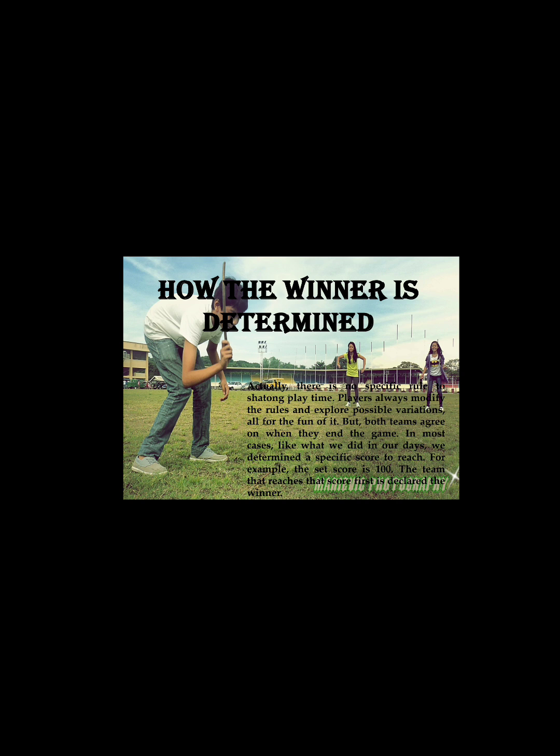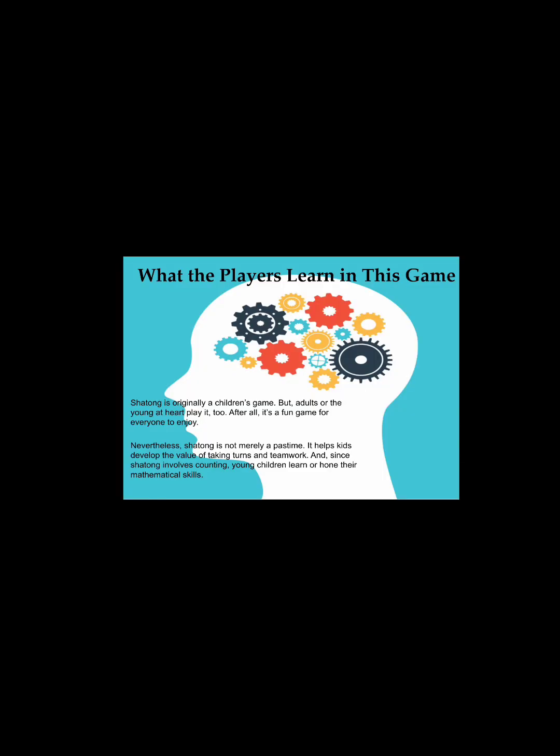How the winner is determined. Actually, there's no specific rule to Shatong playtime. Players always modify the rules and explore possible variations, all for the fun of it. But both teams agree on when they end the game. In most cases, like what we did in our days, we determine a specific score to reach. For example, the set score is 100. The team that reaches that score first is declared the winner.